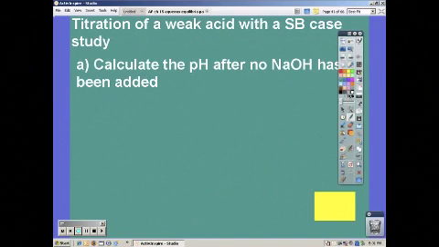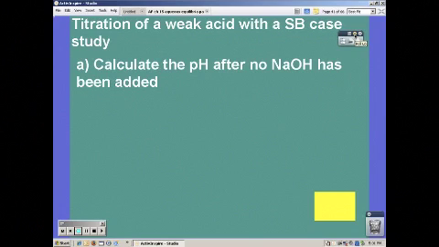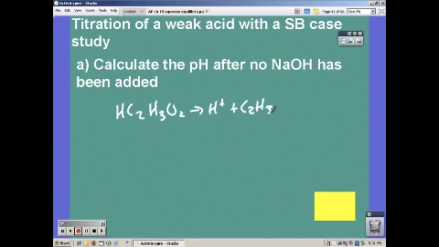Alright, so in this case, we haven't added any NaOH yet, so we just have 50 milliliters of a 0.1 molarity acetic acid solution. So we just have acetic acid. It's going to break down into hydrogen and acetate ion.